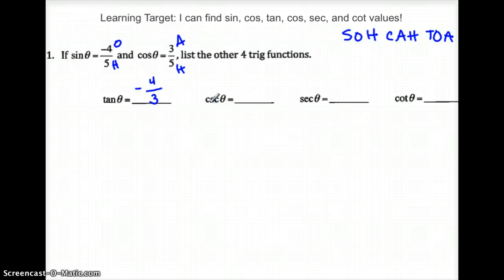Cosecant, remember, is the sine flipped, so H over O, so that would simply be negative 5/4. Secant is cosine flipped, so that would be H over A, which would be 5/3.